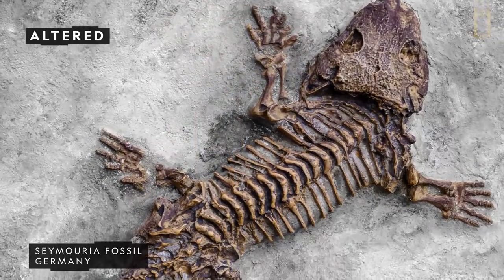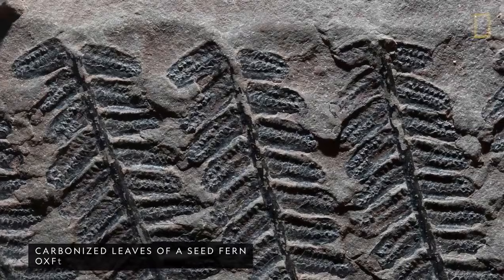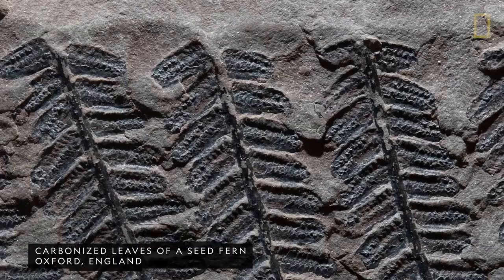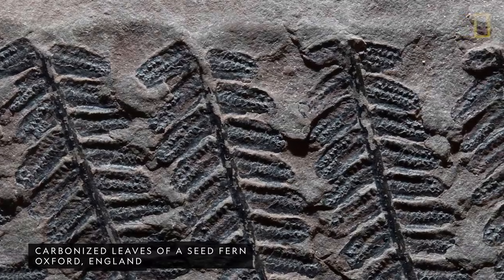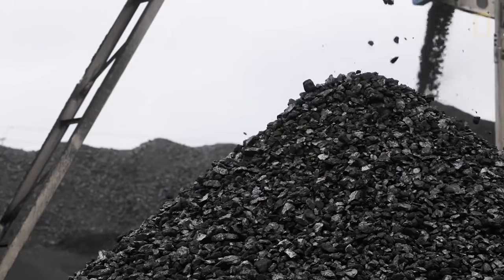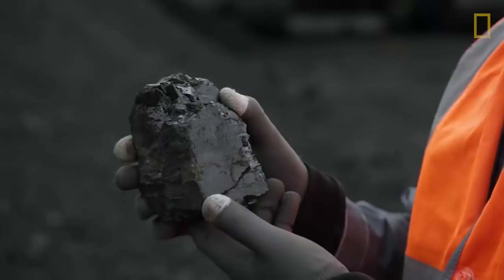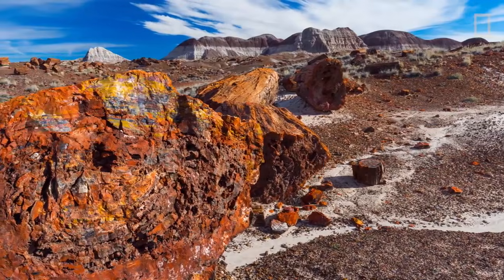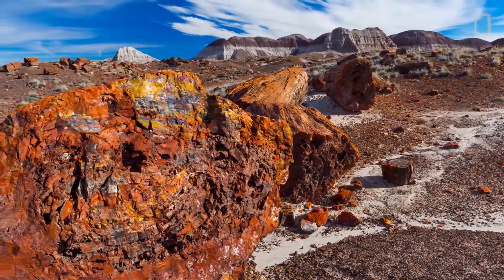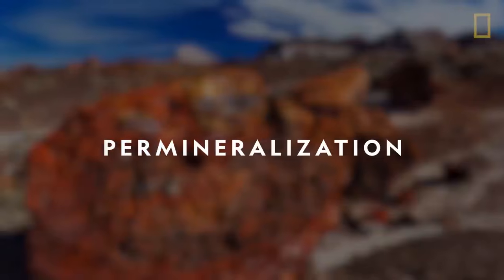Other fossilization methods change the specimen as it is being preserved. For instance, carbonization transforms soft tissues into thin black films of carbon. In fact, countless layers of carbonized plant material create a well-known fossil fuel, coal. But one of the most common types of fossilization that changes a specimen is called permineralization.